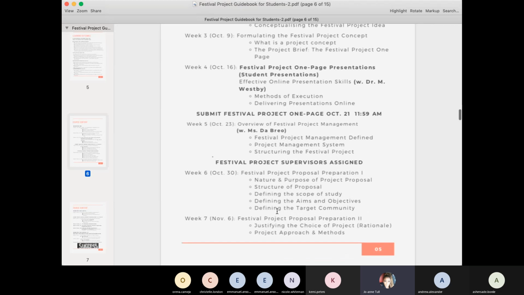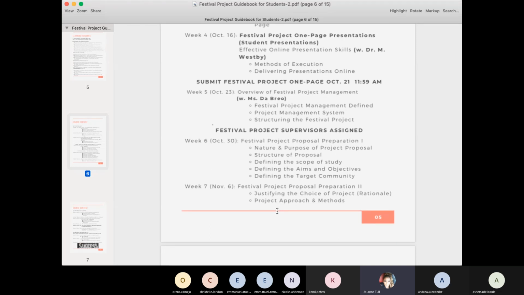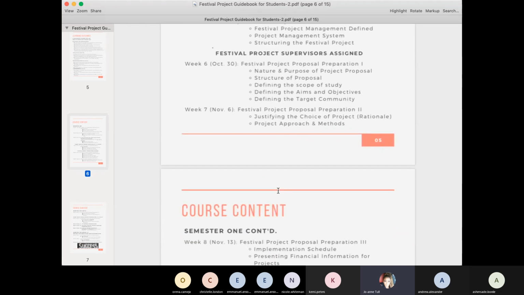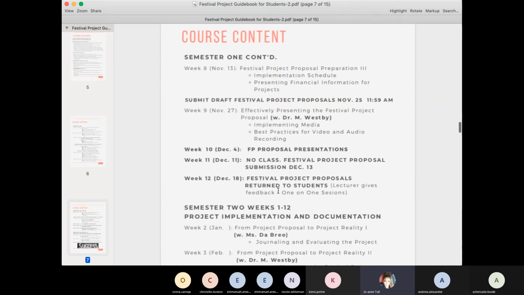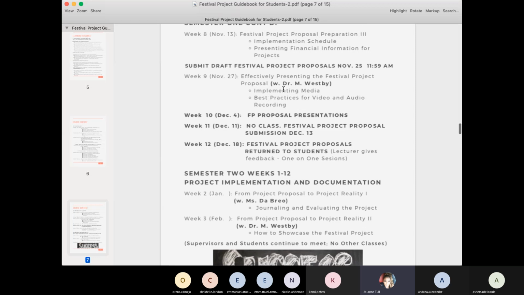Right, so it's week 5 that Ms. Debreo comes in and she will teach you about festival project management. And then the following week, we then begin to delve into the proposal. By that time, you would have received the template and we will be going through from there on through the weeks down to week 10 or so in terms of what is required, or the components of your festival project proposal. Somewhere in there, you will submit a draft, which I will review and give back to you. You will then present your presentations after having that lecture with Dr.